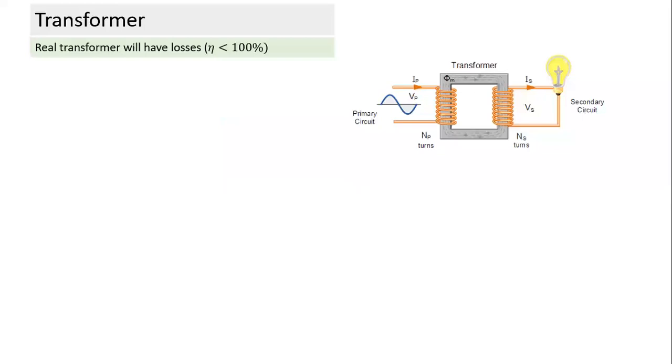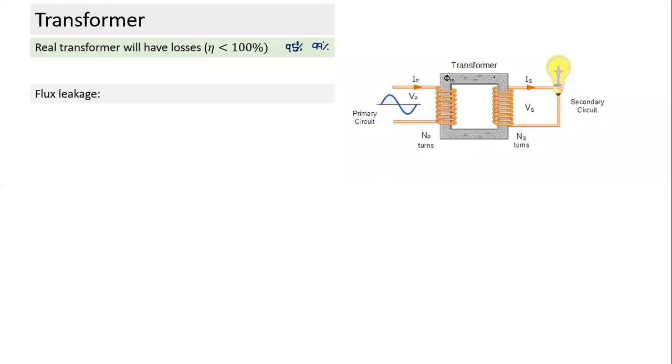But in case of a real transformer, we'll have losses. And if there are losses, efficiency will not be 100%. I think most transformers definitely have more than 95% efficiency, typically 95 to 99%. So whatever energy you feed in, we look at what the losses are. Reasons for losses are flux leakage. Magnetic field also is a form of energy.